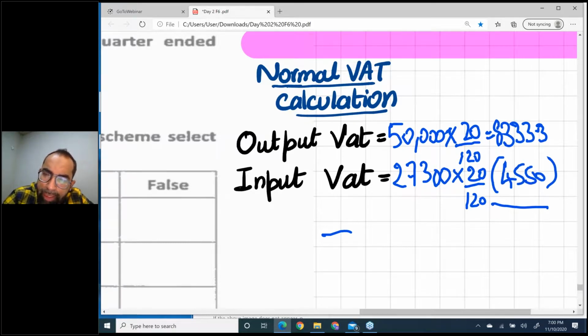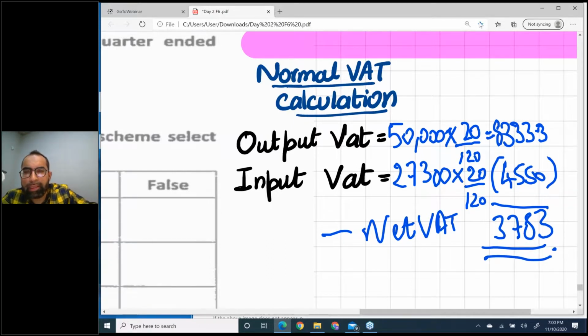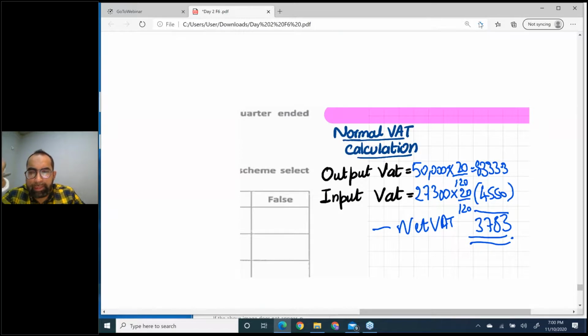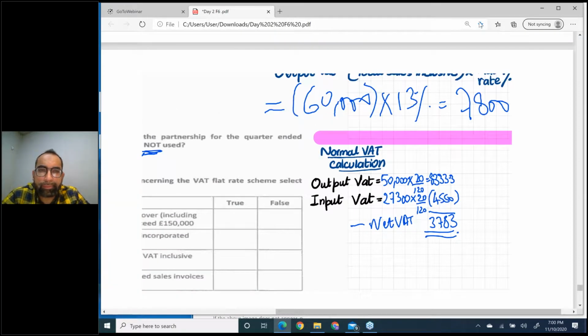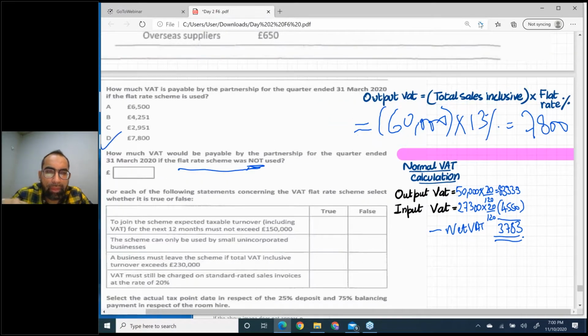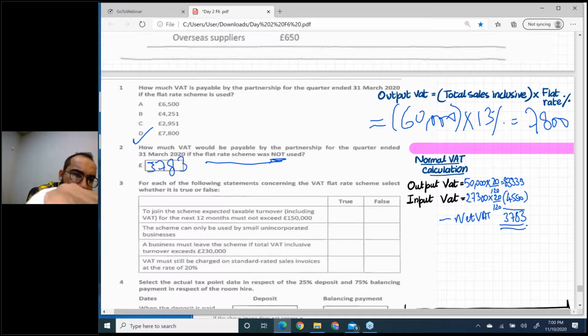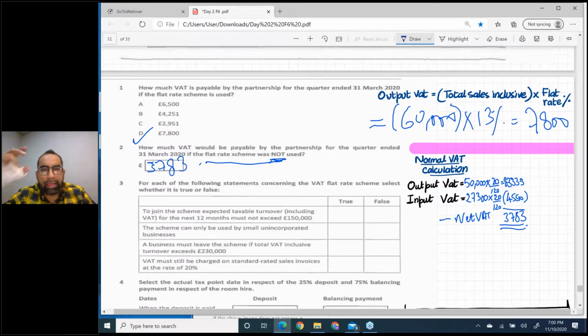Okay, so can you tell me net VAT payable? How much is the net VAT payable? 4,550 minus 833.3 is 3783. So the answer here is 3783.